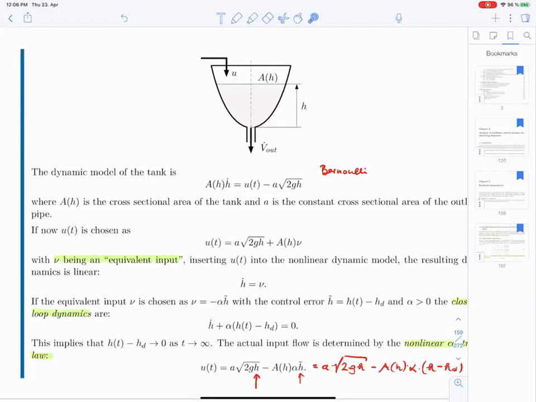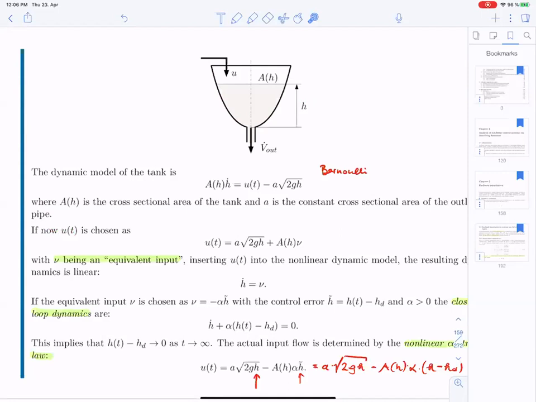Let's assume that we want to control the level in this tank. This is a typical control task that you might have to solve. Feedback linearization, if I had to explain it very simply by means of this example, actually comes like a trick, and this is given here.